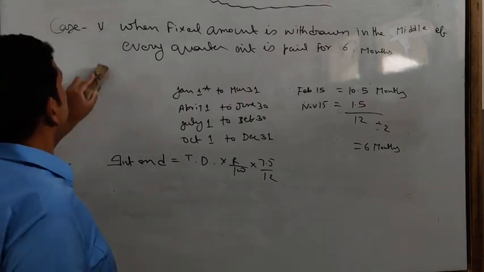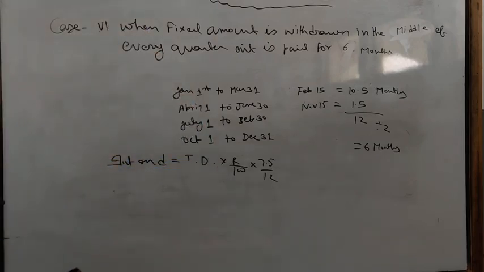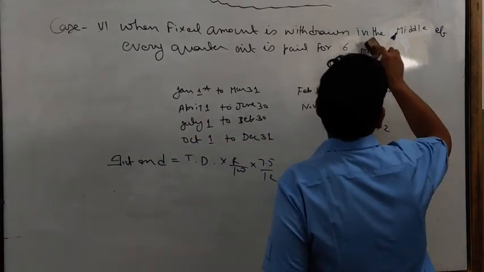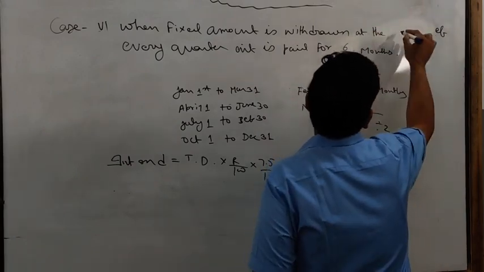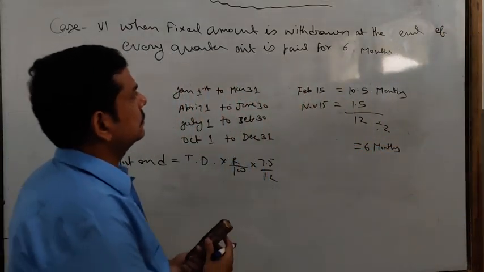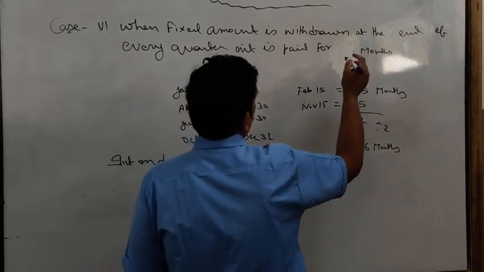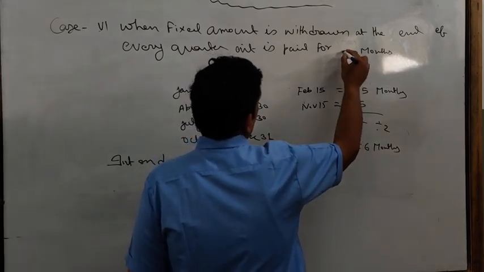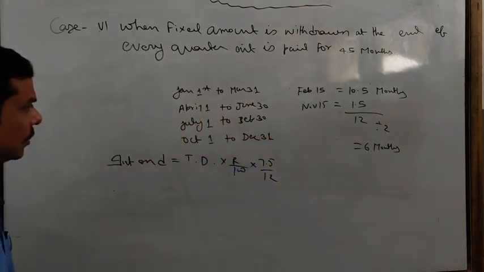Now see the situation of case 6. When fixed amount is withdrawn at the end of every quarter. At the end of every quarter. Okay. Interest is charged for how many months? 4.5. Now see how it is calculated.